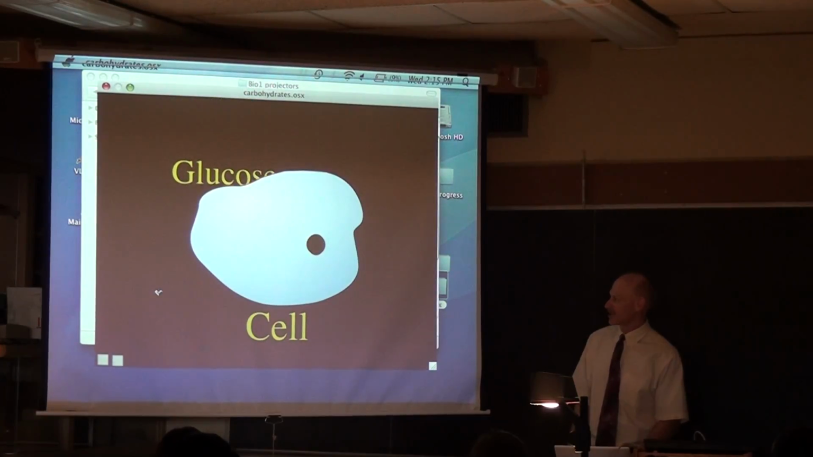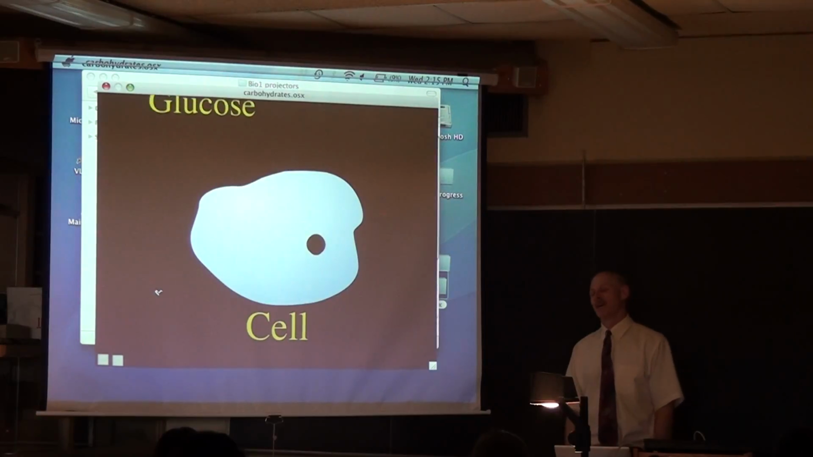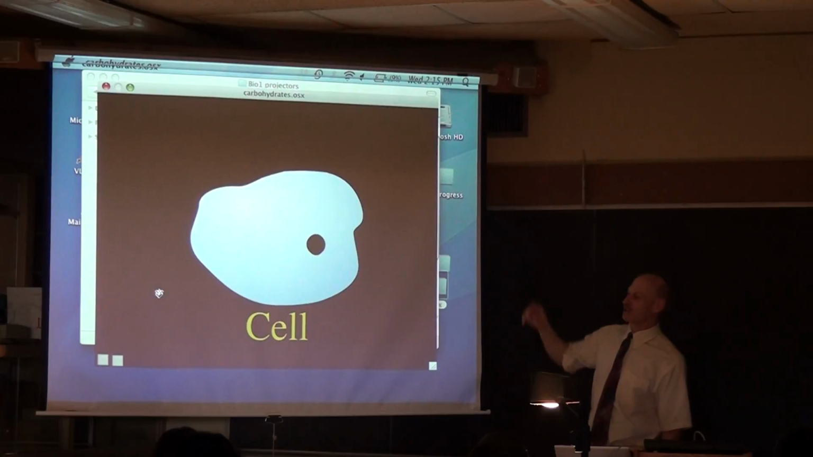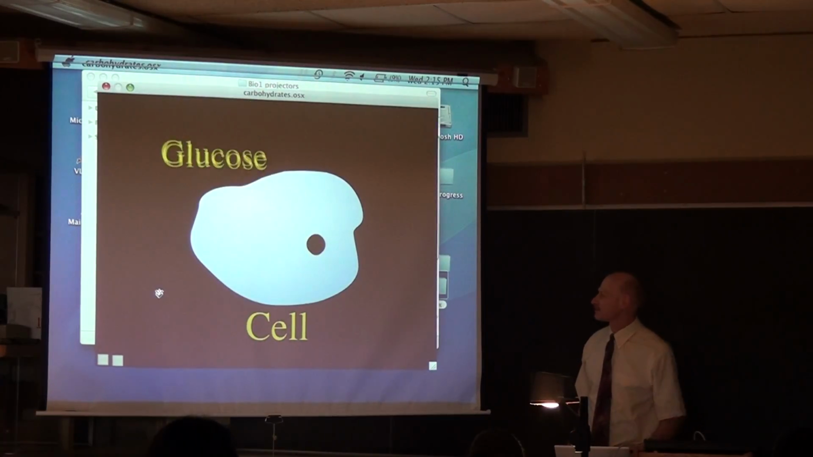Your cells gobble up glucose out of your blood. So glucose is your blood sugar. So when someone says, "Oh, I've got no energy, I can't think, I'm low on blood sugar," what it actually means is their glucose levels are low.